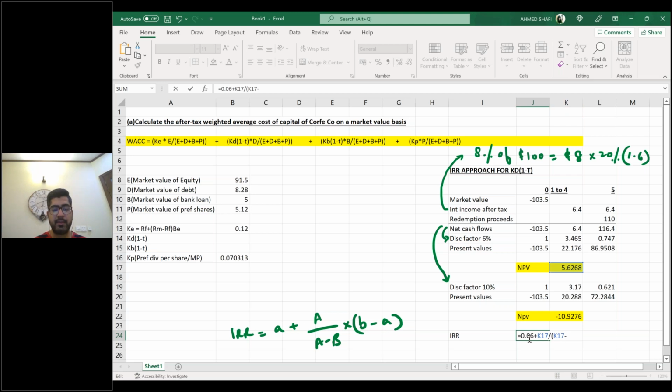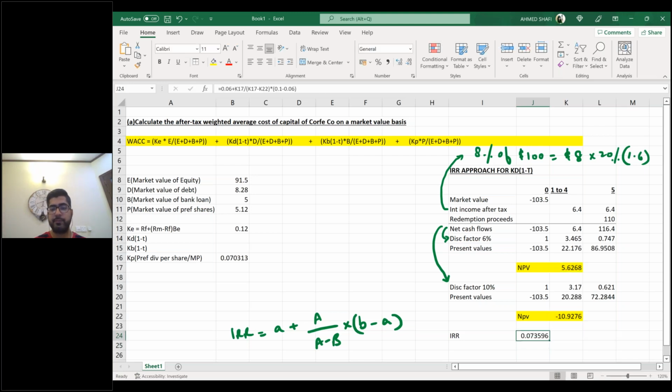minus capital B. It's the negative NPV. What is the negative NPV? It's K22 into small b is the rate of negative NPV. Negative NPV is at 10% minus small a, positive NPV, 6%.